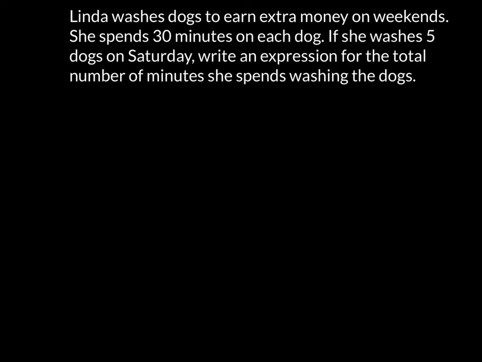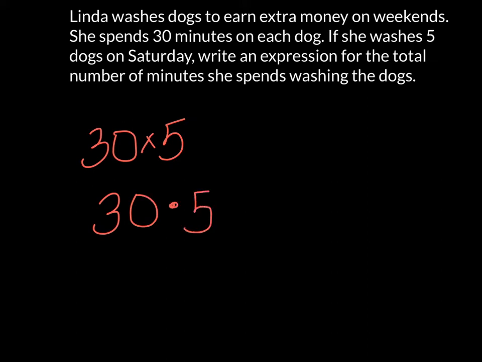The first would be 30 times 5, or we can write it like this, with the 30 and then a dot for the multiplication and 5, or 30 with parentheses and the 5 inside. Those are the 3 different ways that we can write it.